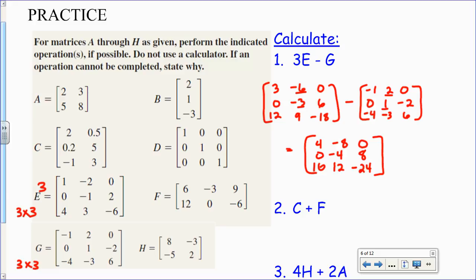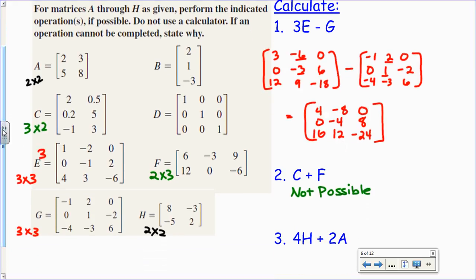All right, look at the next one. C plus F. So C is what size? 3 by 2. And F is 2 by 3. Are those the exact same size? Nope. So this is not possible. Okay, 4H plus 2A. So H is what size? 2 by 2. And A? Are those the exact same size? Yes. So we did that one. So go ahead. I'll let you finish that one up.